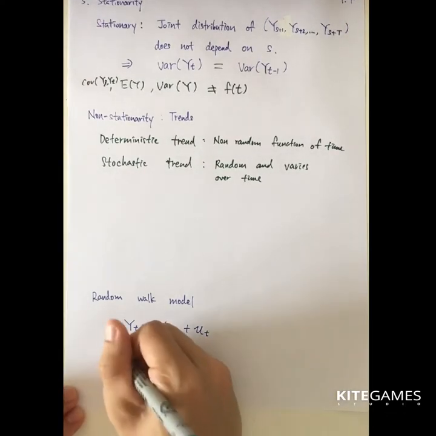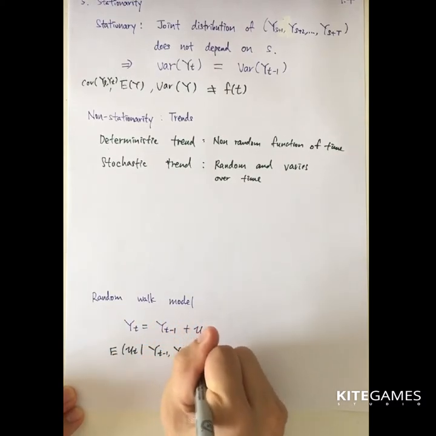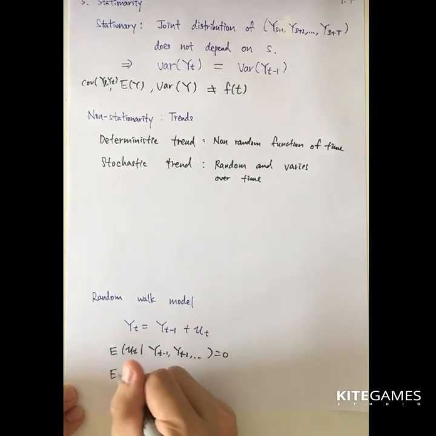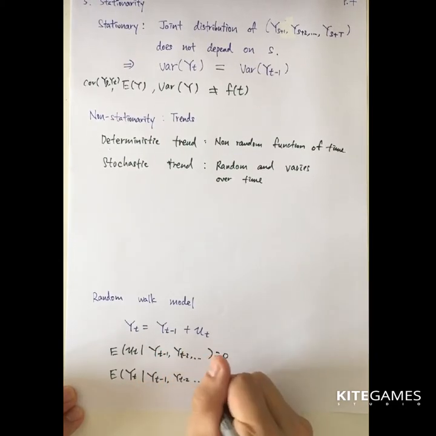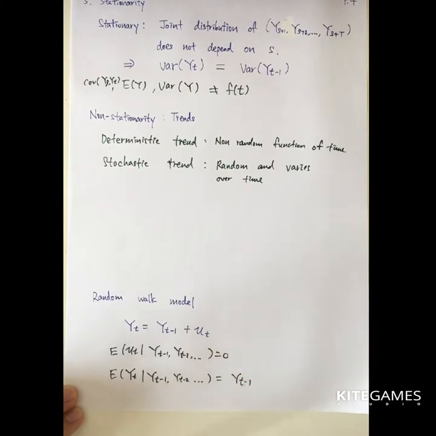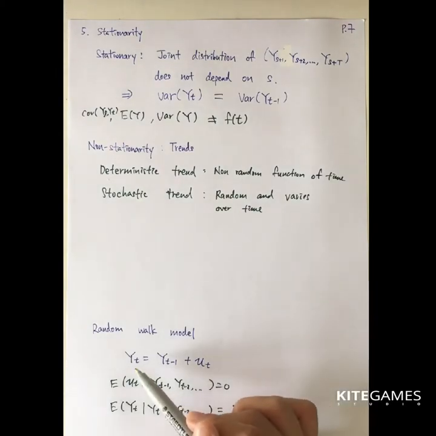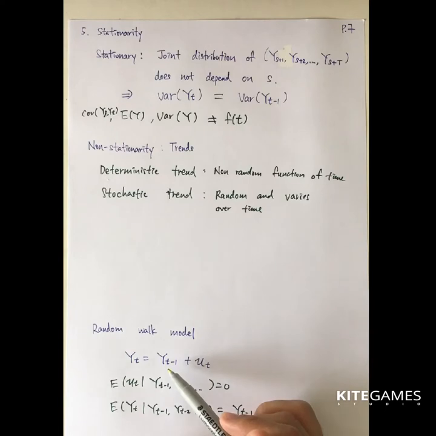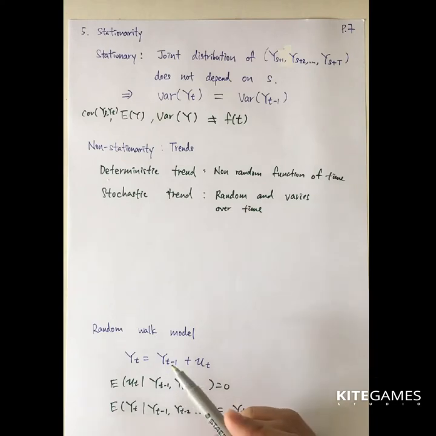In this random walk model, we assume that the expected value of ut given all the past values is zero, and as a result, the expected value of y_{t+1} given all the past values is just equal to yt. This is the basic setup of the random walk model. The expected value of today's stock price is just based on yesterday's stock price. So is this stationary? For stationarity, it means that the variance of yt equals the variance of y_{t-1}, and the mean, variance and covariance are not a function of t.